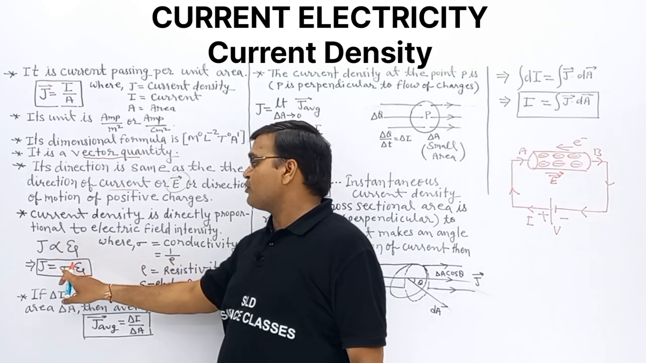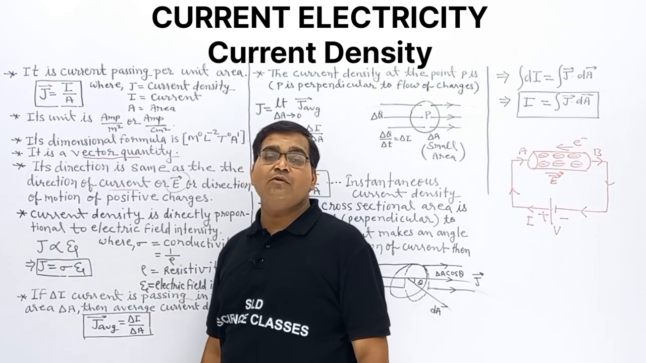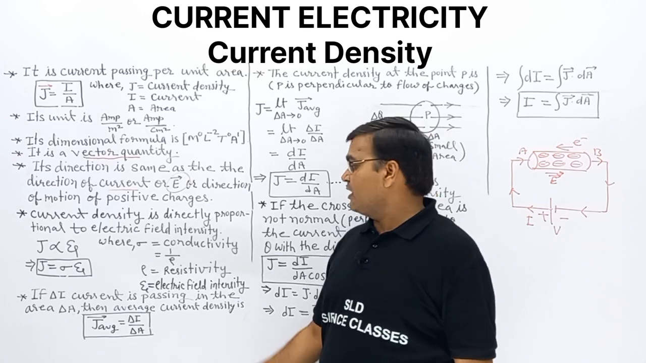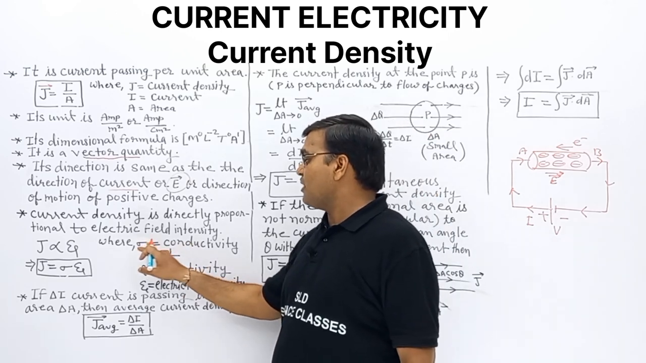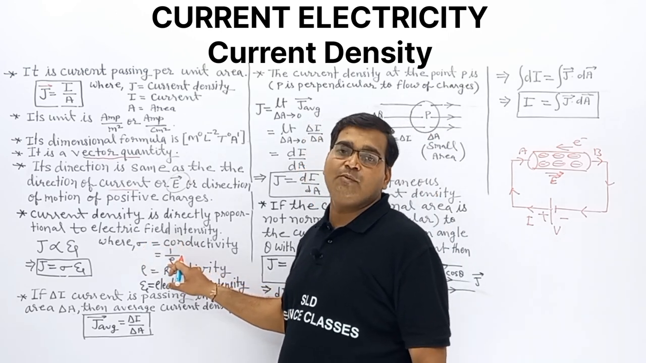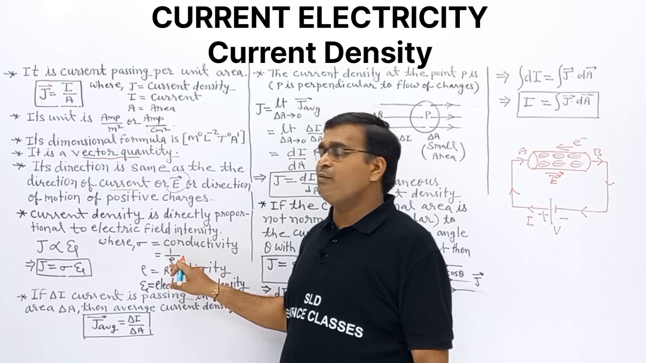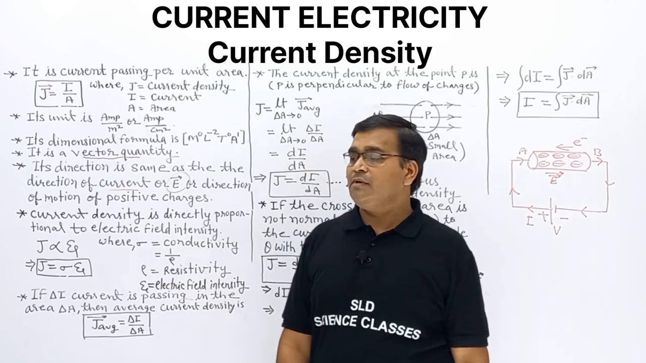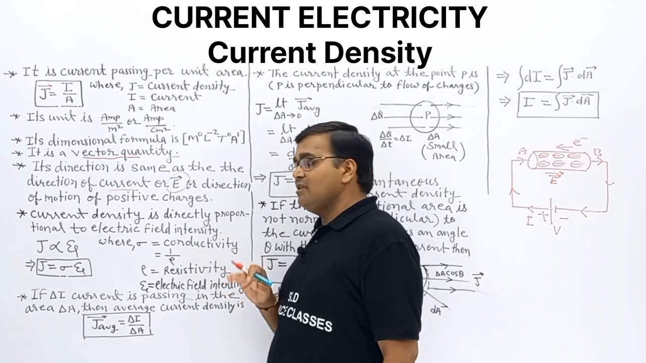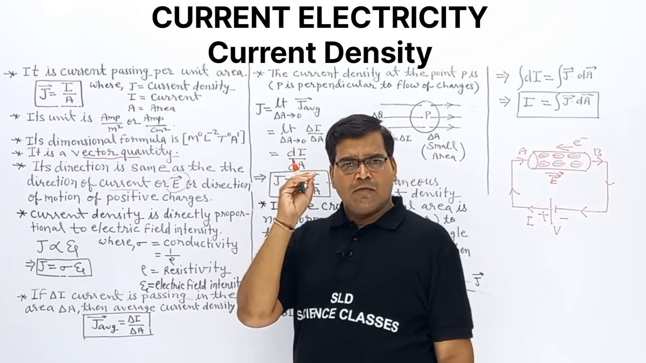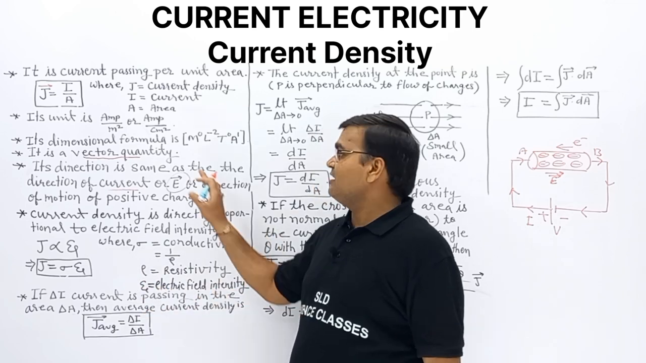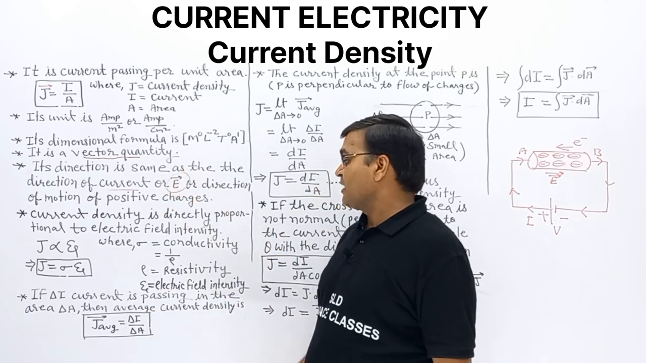When we remove this proportionality, we get a coefficient that is called sigma, and it is what? Conductivity. Conductivity is denoted by sigma, and it is the reciprocal of resistivity. Rho is what? Resistivity. Clear? We will discuss resistivity and conductivity separately. Don't worry about these topics; we will study them deeply. And E is what? Electric field intensity or electric field, this one.